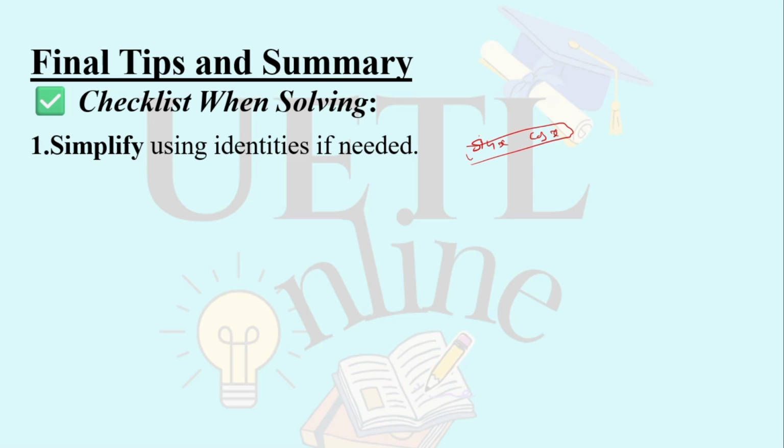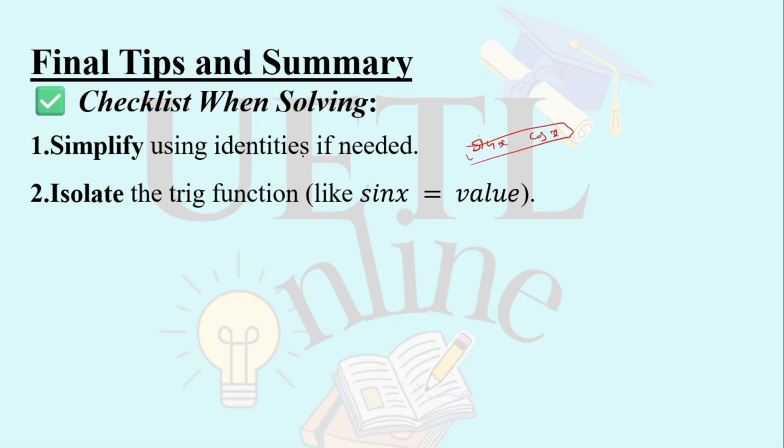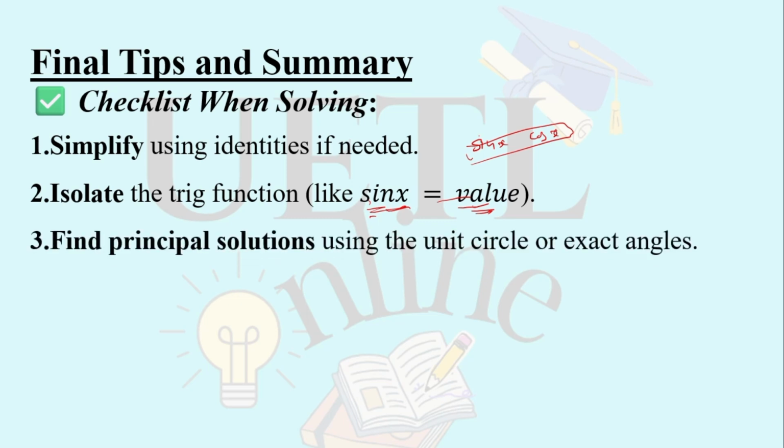The second step is you're going to isolate trig functions like sine x is equal to a value. I have been talking about this a lot. So isolate trig functions. Given a trig function, isolate it to become sine x is equal to a certain value. So this is how we isolate trig functions. Then the other thing is we're going to find principal solutions. Principal solutions are the solutions from 0 to 360. So these are what we call principal solutions. You can use the unit circle or you can use the exact angles. I'm going to talk about this in the next video, so don't miss out on this.